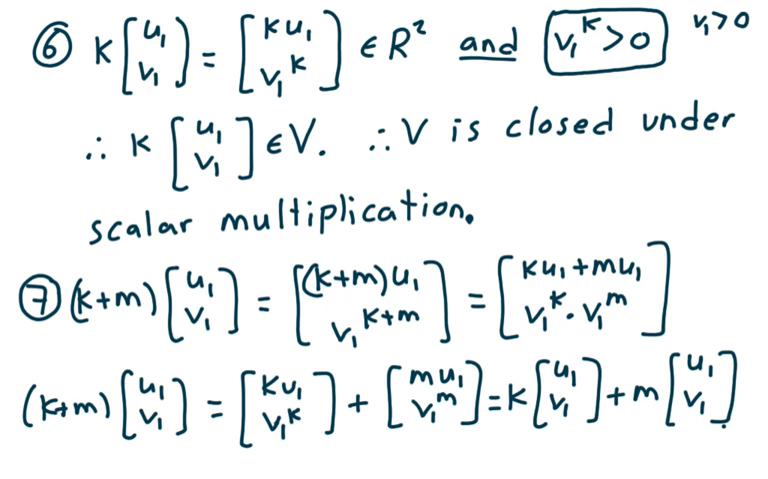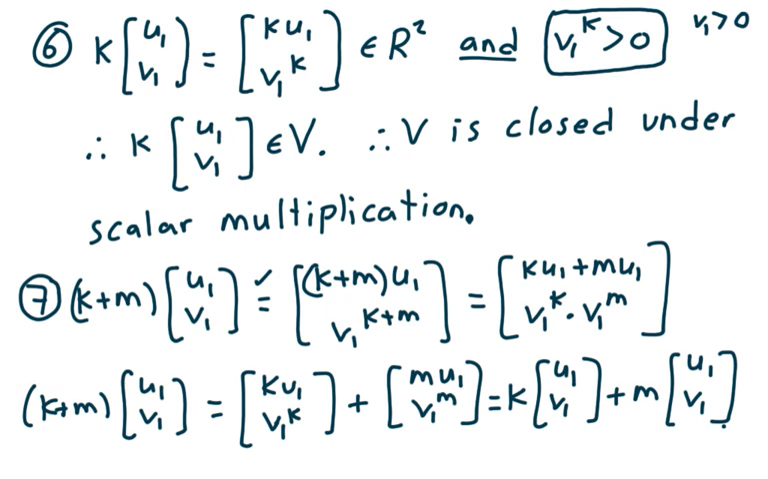Number 7, I'm going to take k plus m times the column vector u1, v1. So we have to really understand how scalar multiplication is defined. I'm going to take k plus m and multiply it by the first component, and then take v1 and raise it to k plus m for the second component. So look at this line here. So we get the column vector k plus m times u1, v1 raised to the k plus m.